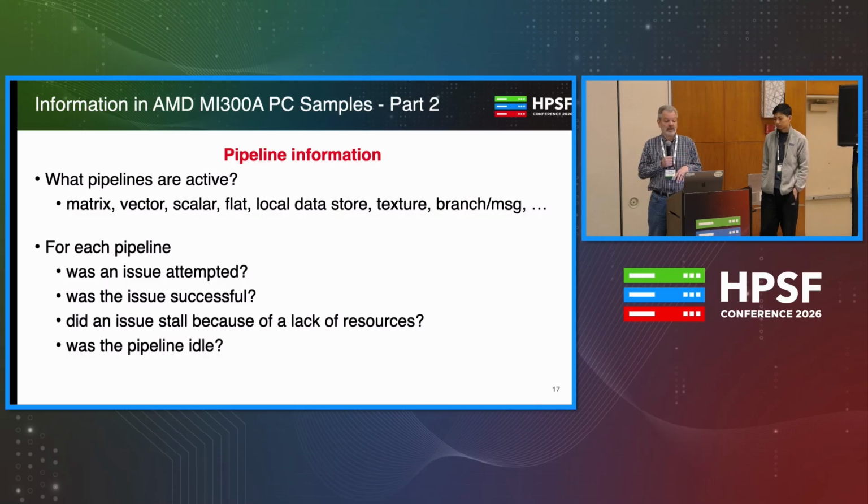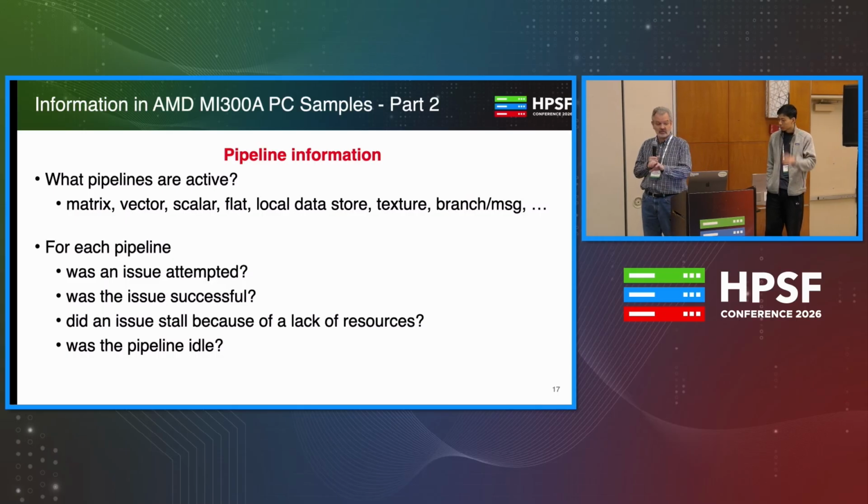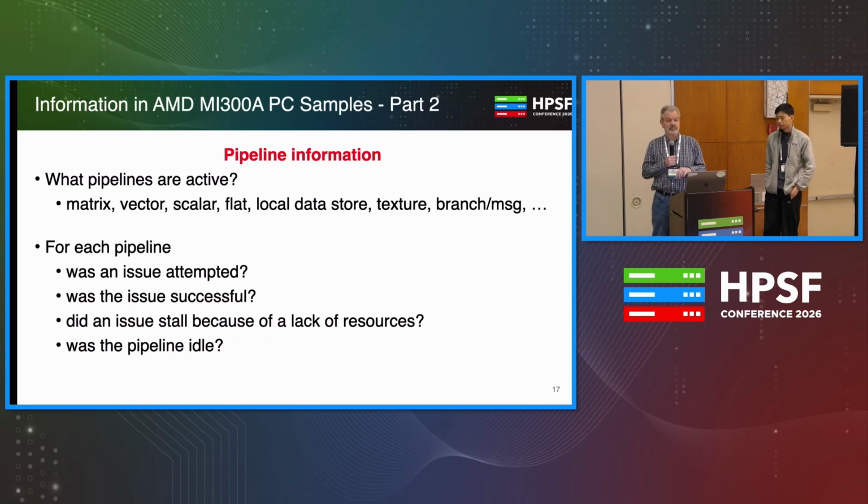For each pipeline, every time we take a sample, we know whether an issue was attempted, whether the issue was successful, whether the issue stalled because of lack of resources, or whether the pipeline was idle. There's a wealth of information we get from these samples. So the question is, what are we going to do about it? Well, until last week, what we did is we gave you 100 columns, okay?